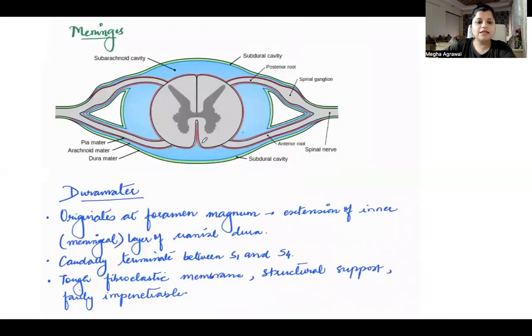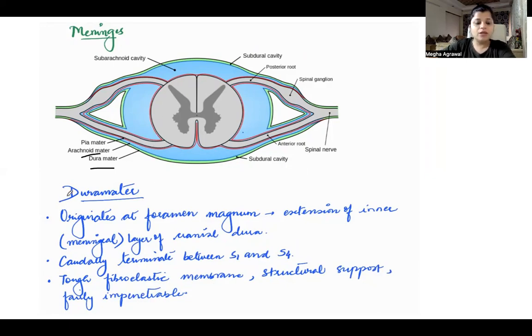The meninges are the coverings of the brain and the spinal cord. We all know that, right? The outermost is the dura mater, this black one. This green one is the subdural space. The arachnoid mater is this blue one. This whole blue part is the CSF, cerebrospinal fluid, inside the arachnoid mater. And the pia mater runs just adjacent to the spinal cord, the pink one.